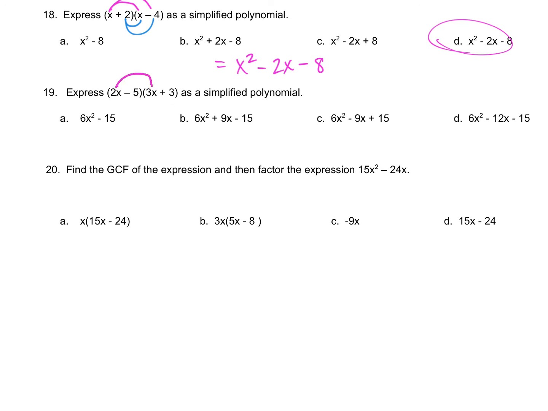2x times 3x is 6x squared. 2x times 3 is positive 6x. Negative 5 times 3x is negative 15x. And negative 5 times positive 3 is negative 15. Then we're going to combine our like terms. These guys are alike. So that's a 6x squared. 6 minus 15 is a negative 9x minus 15.